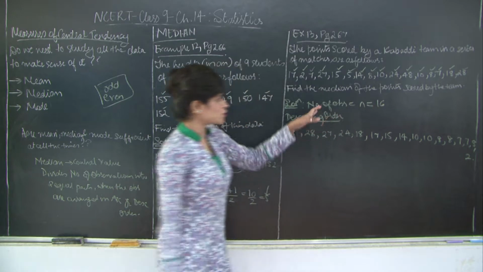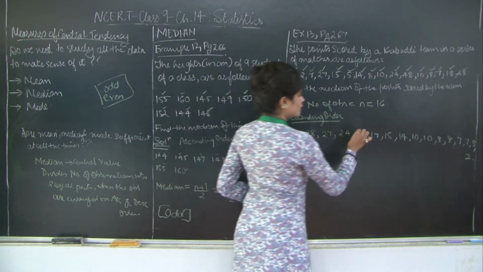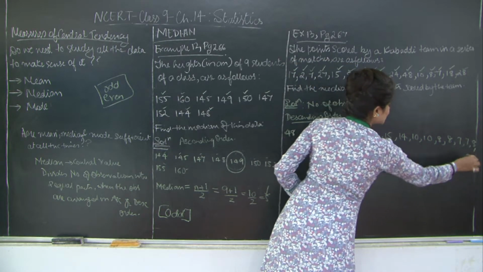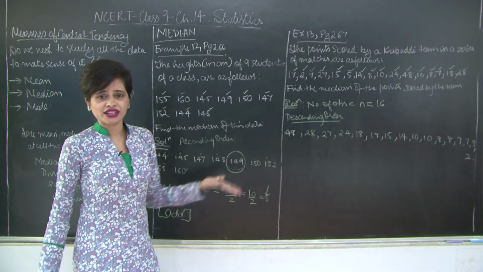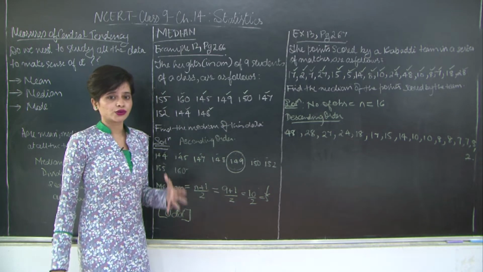So let's see if the total number of observations that we have is 16. So 1, 2, 3, 4, 5, 6, 7, 8, 9, 10, 11, 12, 13, 14, 15 and 16. So we have arranged all our data in descending order. You can even arrange it in ascending order. It won't really make a difference. The answer is going to be the same.